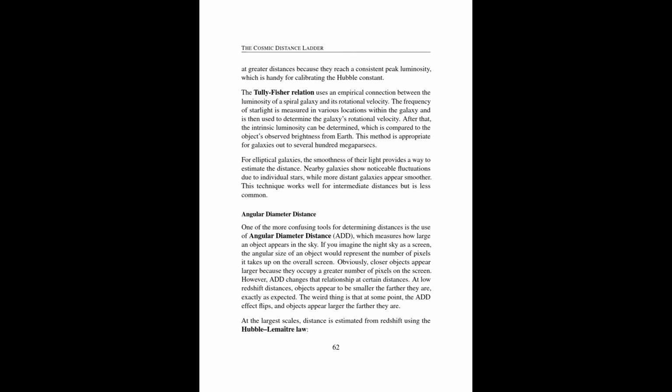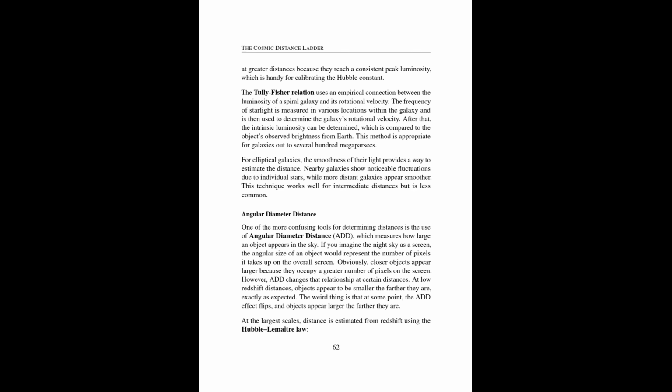Angular diameter distance. One of the more confusing tools for determining distances is the use of angular diameter distance, ADD, which measures how large an object appears in the sky. If you imagine the night sky as a screen, the angular size of an object would represent the number of pixels it takes up on the overall screen. Obviously, closer objects appear larger because they occupy a greater number of pixels on the screen. However, ADD changes that relationship at certain distances.